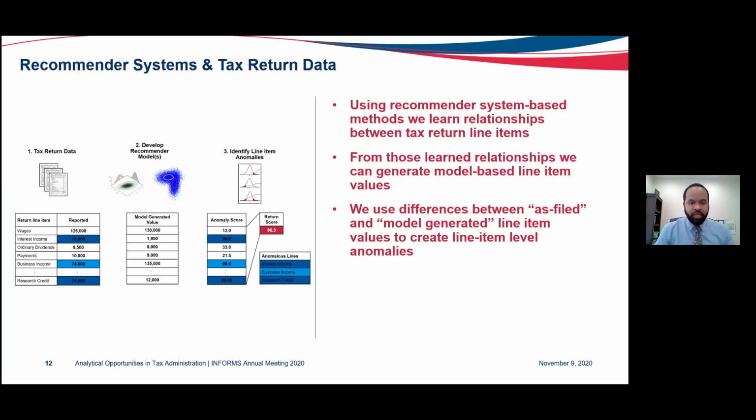So this particular use case is focused on the use of recommender systems in an effort to identify anomalous taxpayers. In product recommender systems, you would have a list of users and products that they've rated, watched, or purchased. And these products could be songs, movies, or books. In tax administration, we have an analog where the users are instead tax returns, and the products are instead reported line items on that tax return.